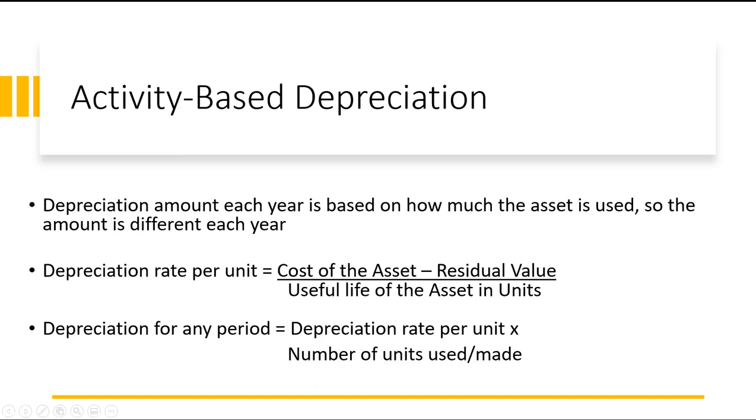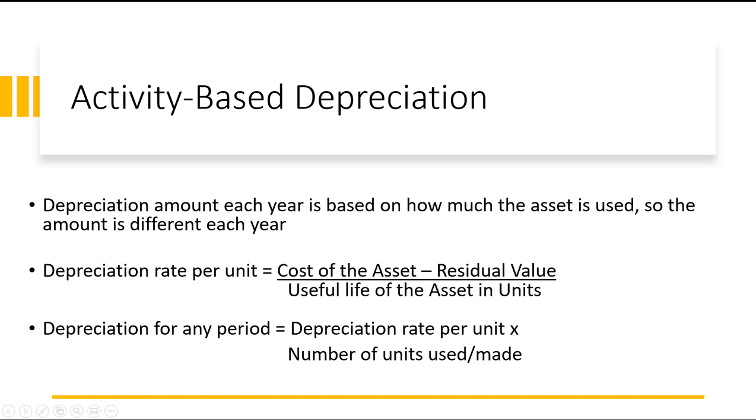All right, activity-based depreciation is different because every year the amount is going to be different based on how much you used the asset. So it's going to fluctuate. The depreciation is calculated in two steps. So first we calculate depreciation rate per unit. So say you have a car and the car is going to be driven 100,000 miles. Well, that would be the useful life of the asset in units, 100,000 miles, right?